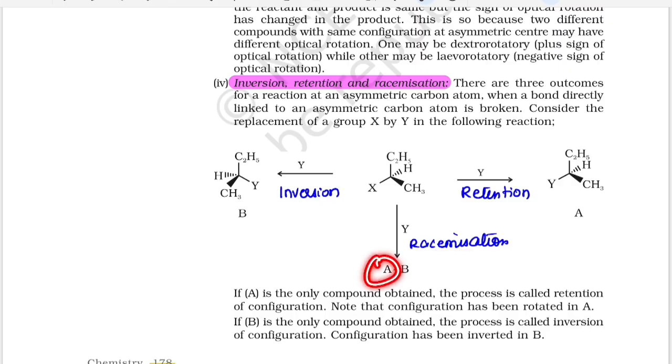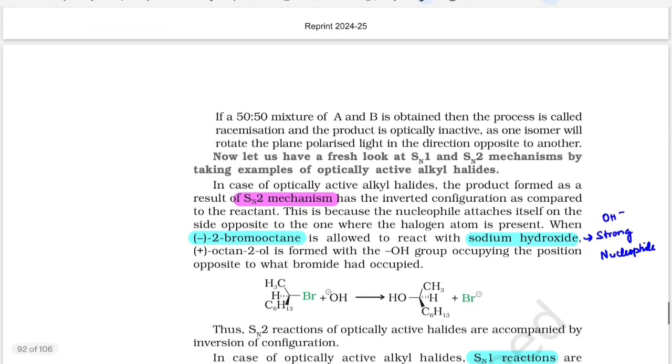Racemization meaning is, if both A and B are in equal percentage, 50% of A and 50% of B, it is called a racemic mixture, because plus and minus symbols cancel and it becomes optically inactive. So if a 50 to 50 mixture of A and B is produced, then the process is called racemization and the product is optically inactive. Why is it inactive? One isomer will rotate the plane polarized light in the direction opposite to the other. Therefore it becomes optically inactive.